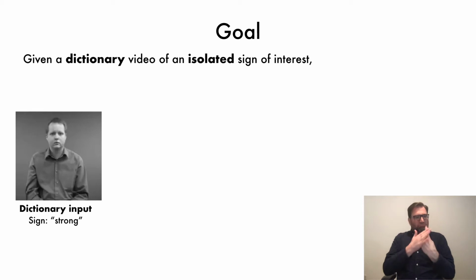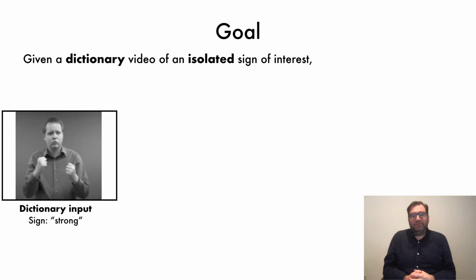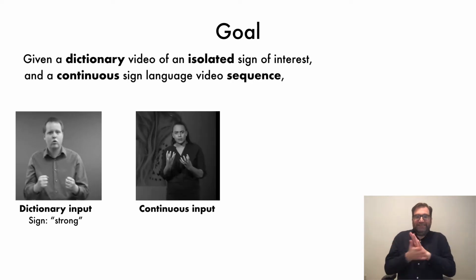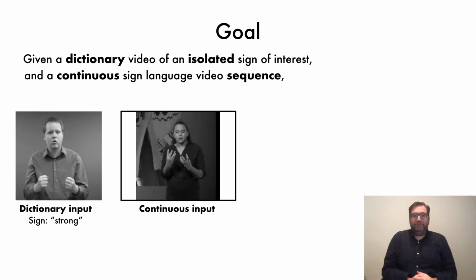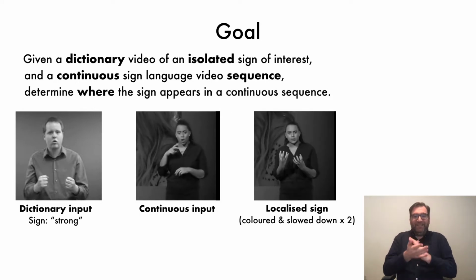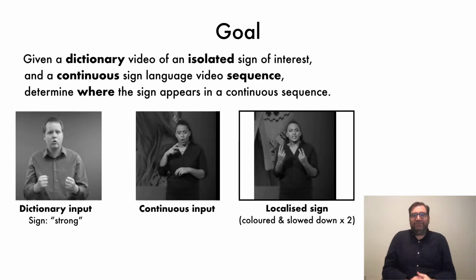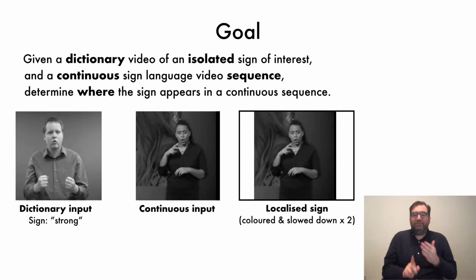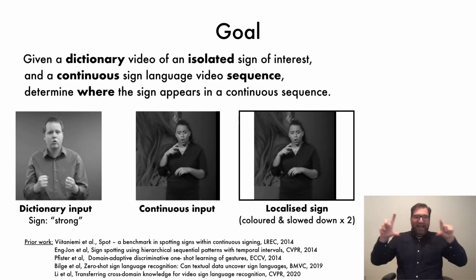Given a dictionary video of an isolated sign of interest, for example, the sign strong, and a continuous sign language video sequence, our goal is to automatically determine where the sign strong appears in the continuous sequence as shown next. Note, there will be a color change. Prior work on this topic are listed at the bottom of the slide.